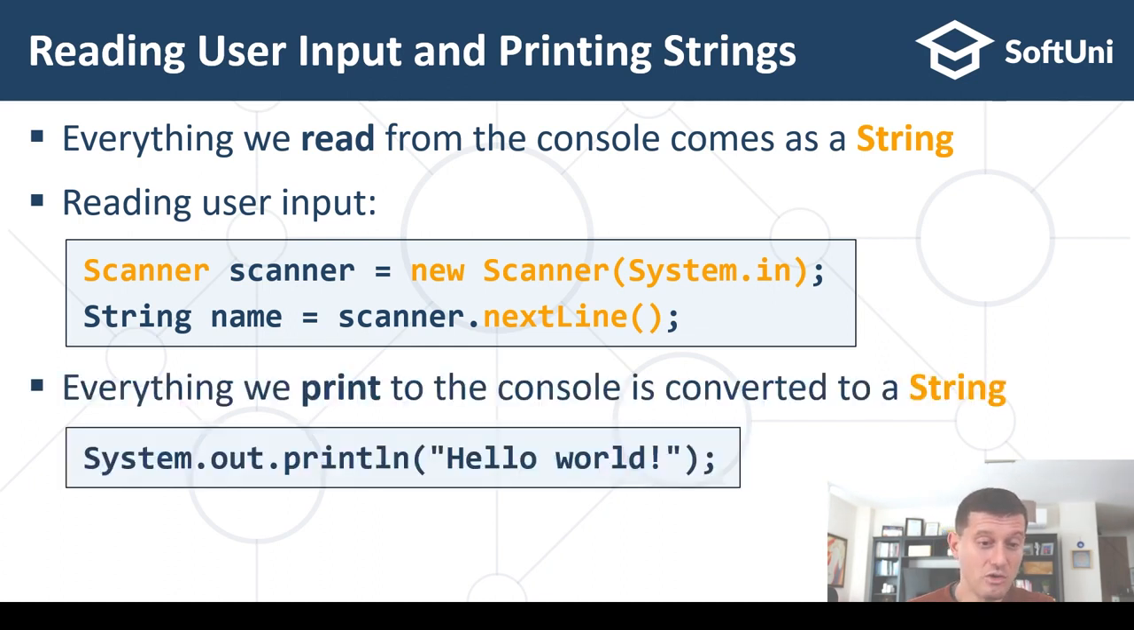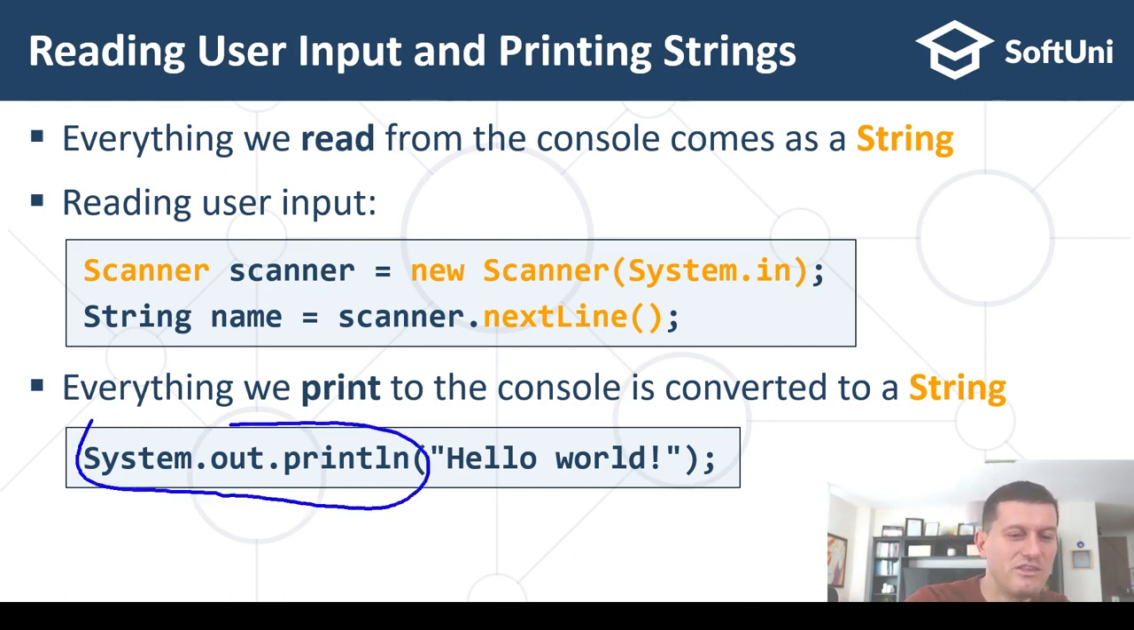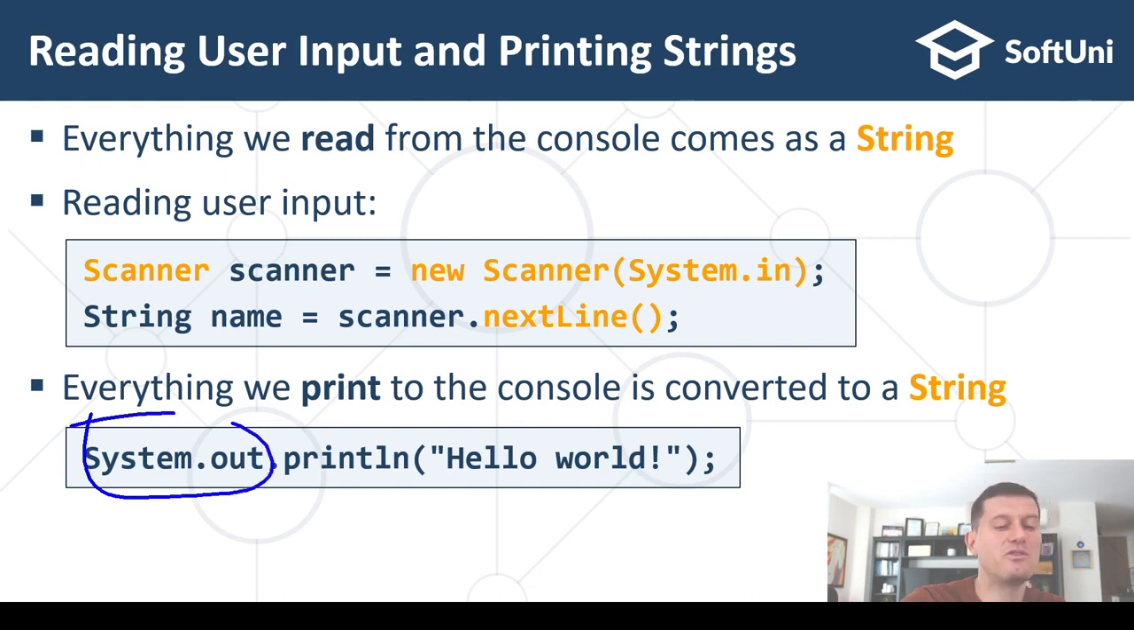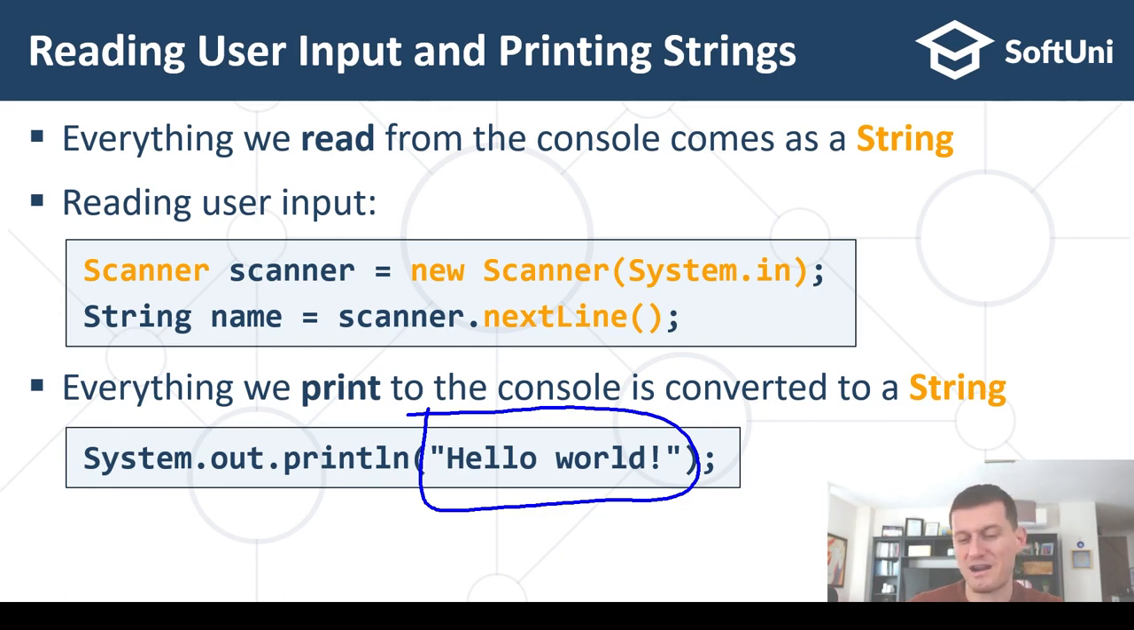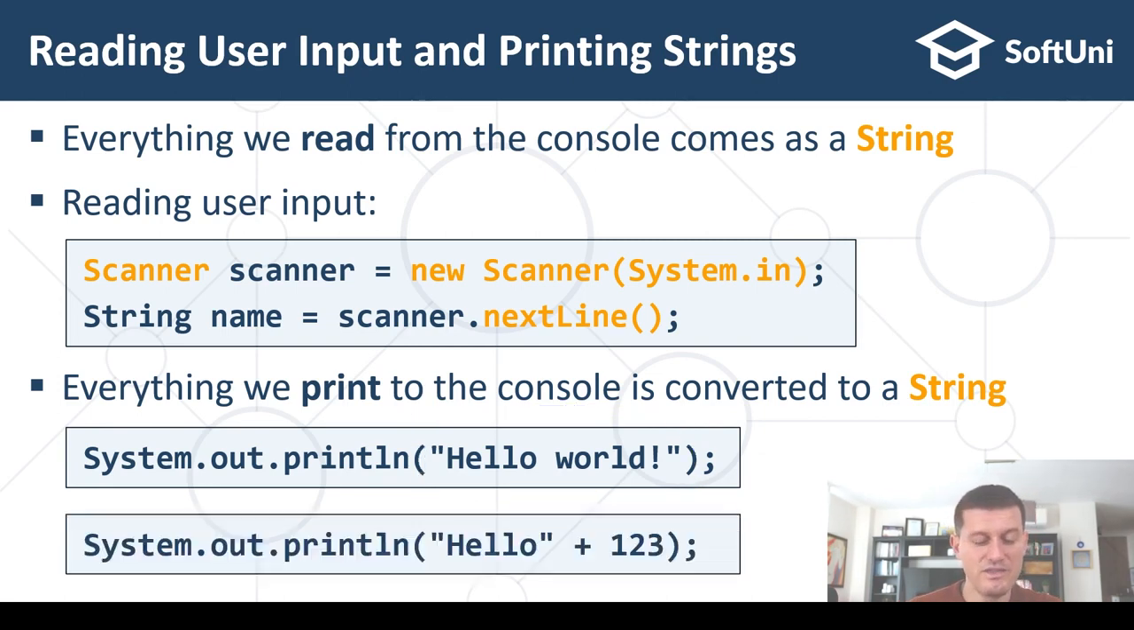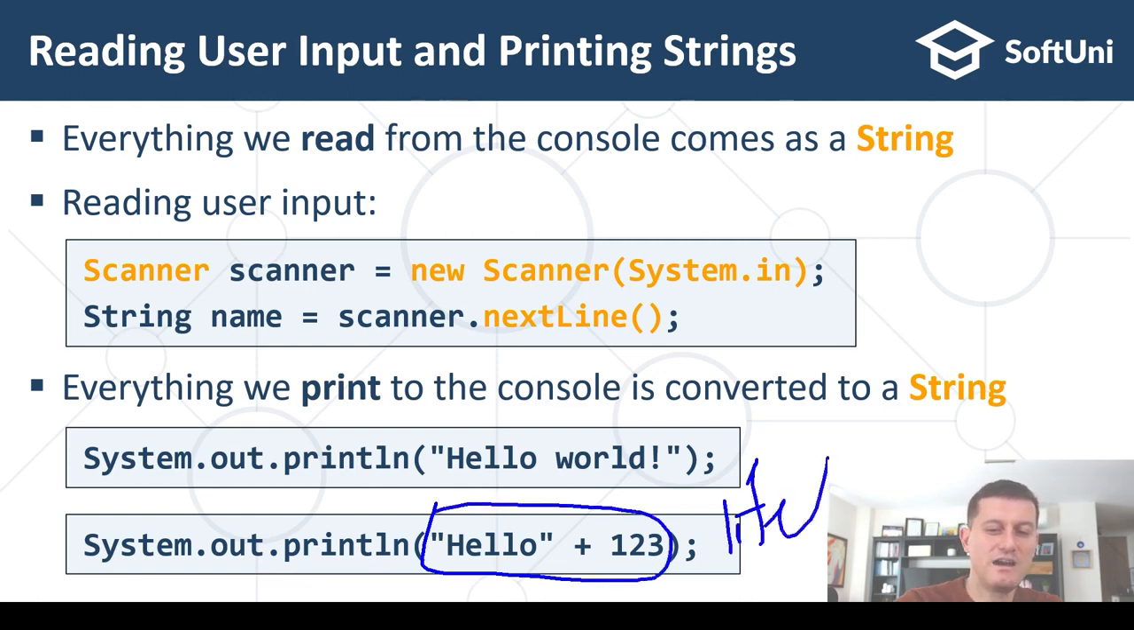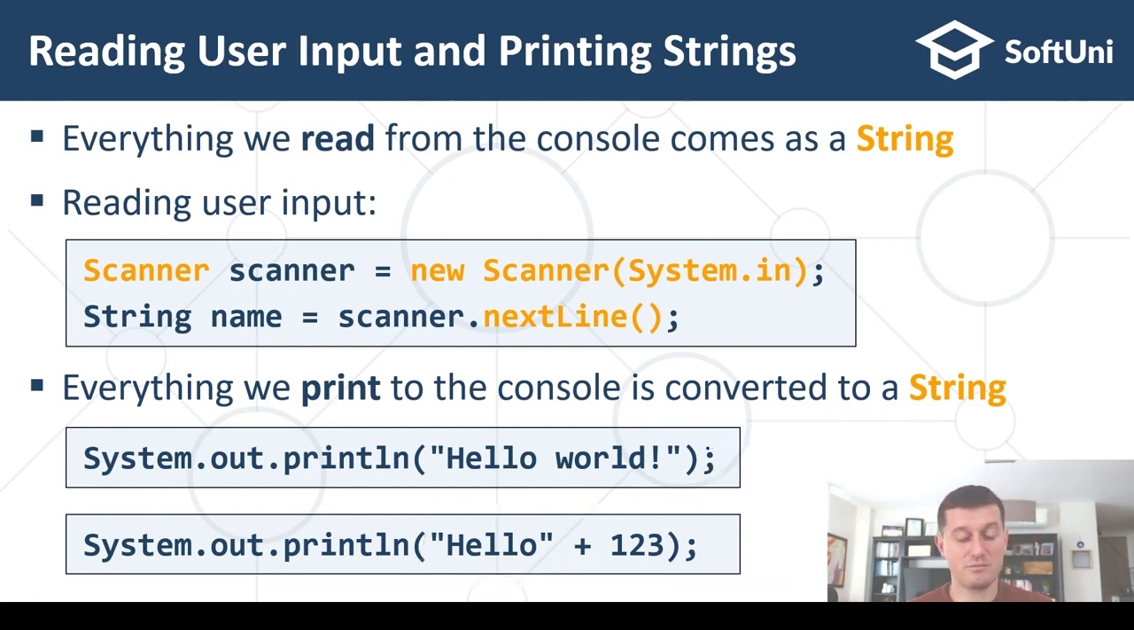So as a concept, everything we print to the console is converted to string first, which means that you can freely print with System.out.println to the system output, to the console, any text, for example, hello world or hello or how are you. But if we want to print numbers, they are first converted to strings. In this example, we convert the "Hello" plus 1 to 3 into the string "Hello 1 to 3", and then this string is later printed.